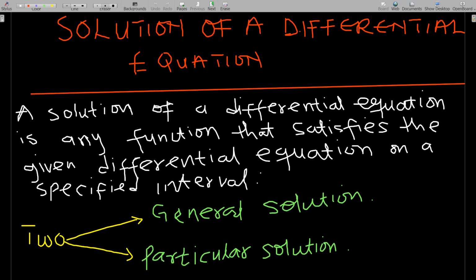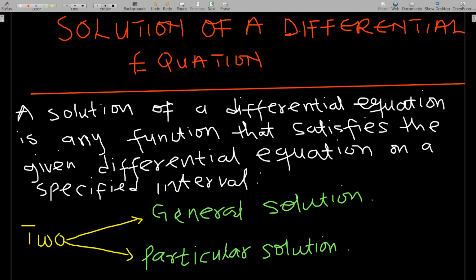All right. So a solution of a differential equation is any function at all. Okay, sorry, we are talking about a solution, so just any function. This is very important. It's any function at all that satisfies the given differential equation on a specified interval. So some functions can work within a certain range or interval.